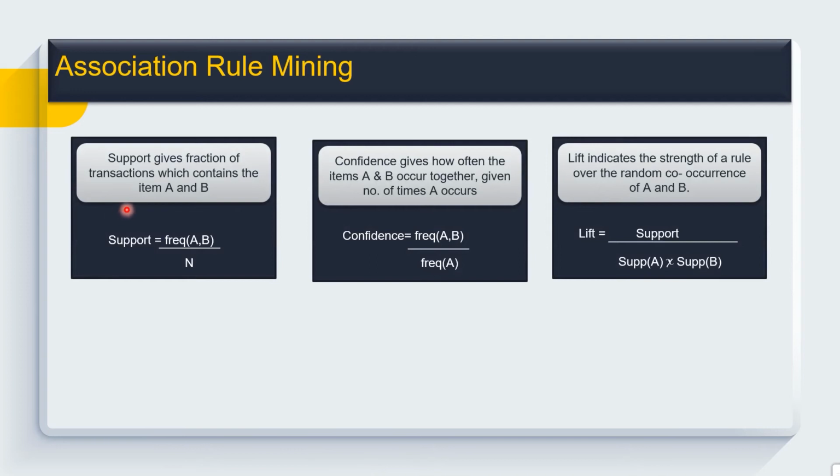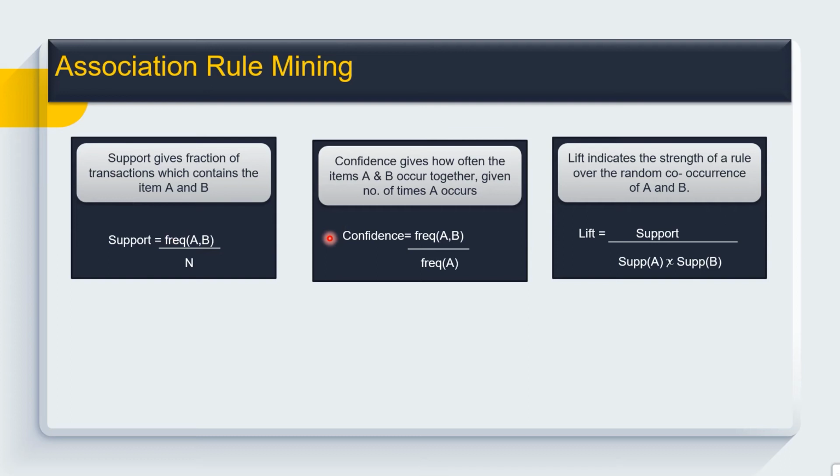So it's basically the frequency of the item in the whole item set, whereas confidence gives how often items A and B occurred together, given the number of times A occurs. So it's the frequency of A, B divided by the frequency of A. Now lift indicates the strength of the rule over the random co-occurrence of A and B.